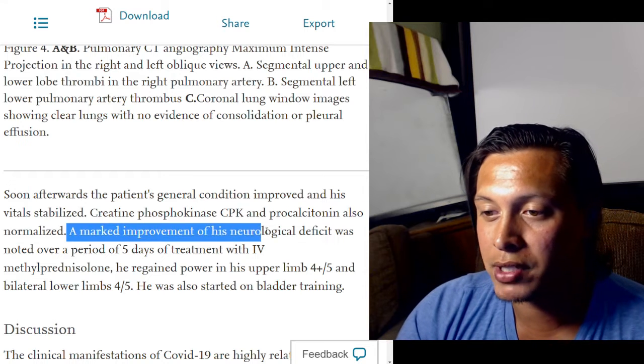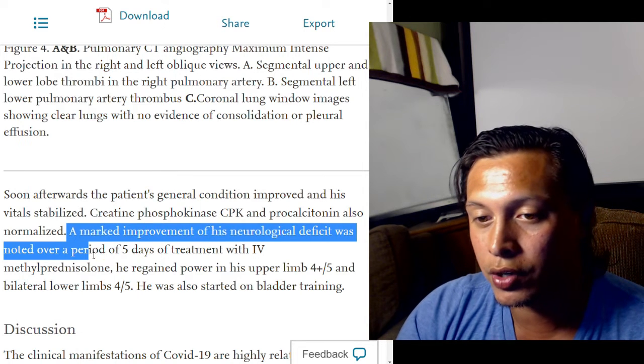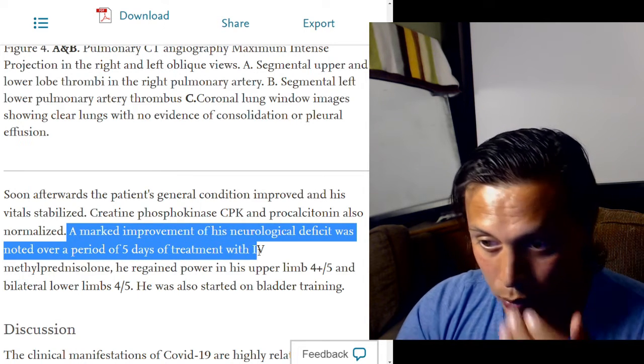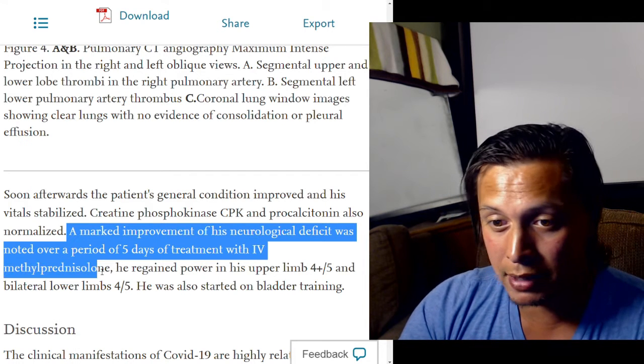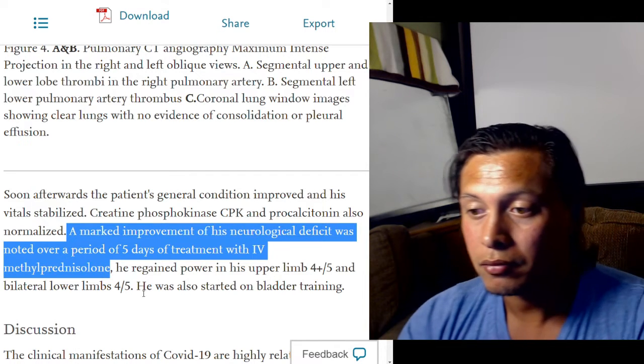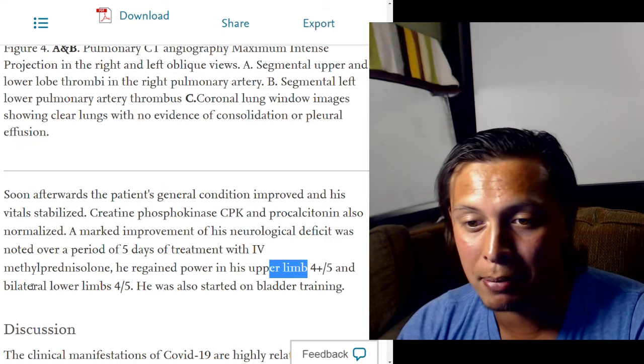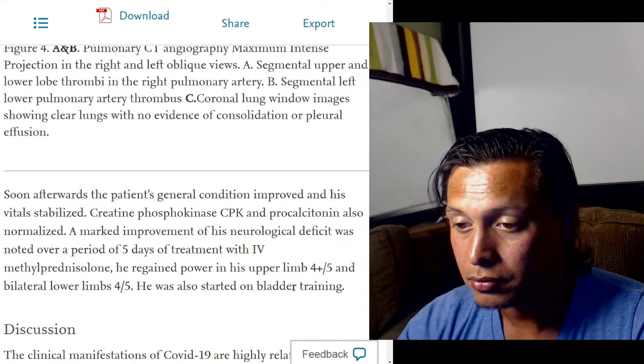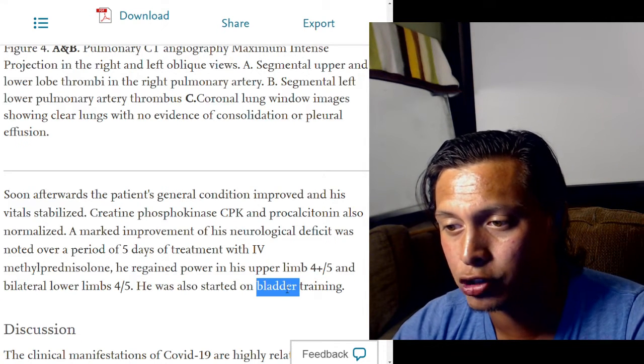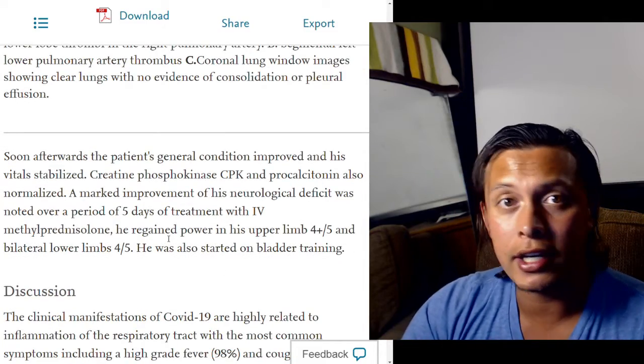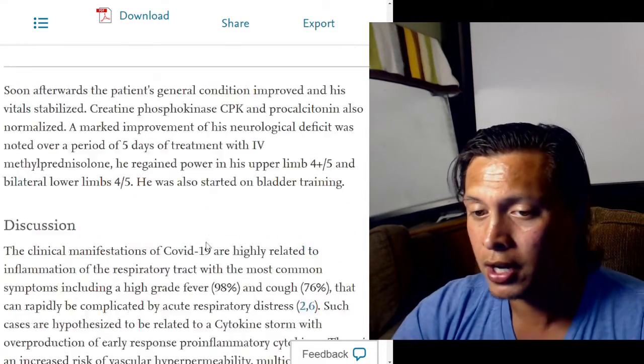And a marked improvement of his neurological deficit was noted over a period of 5 days of treatment with IV methylprednisolone. And he regained power in his upper limbs and bilateral lower limbs. He was also started on bladder training. So he healed, which is excellent. This is great. So discussion.